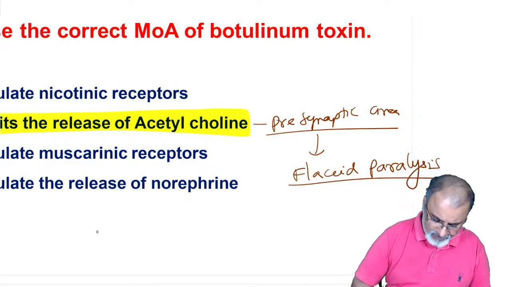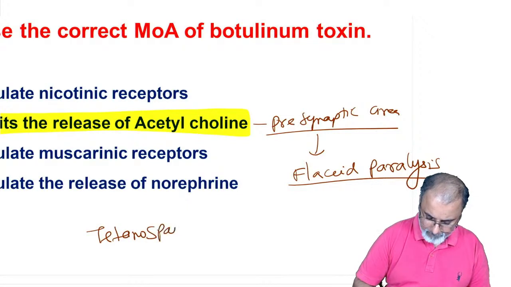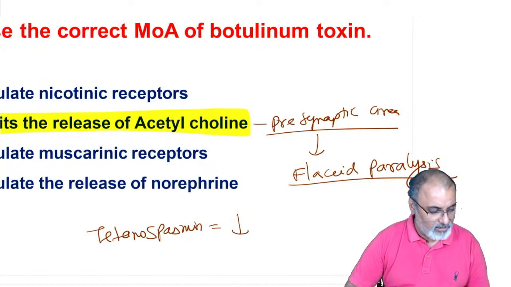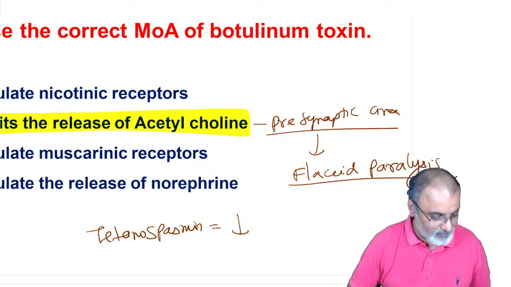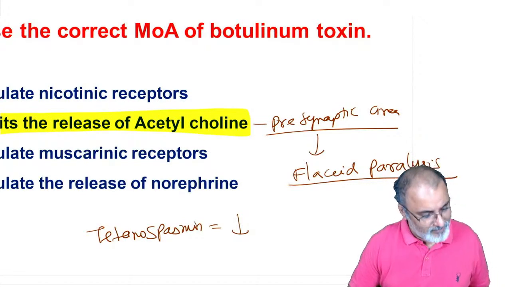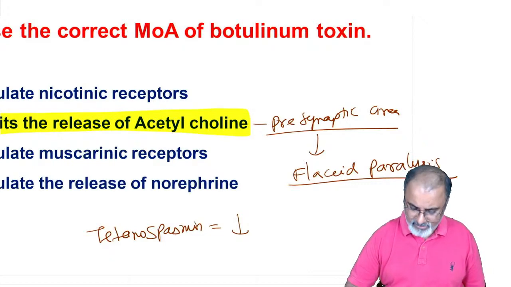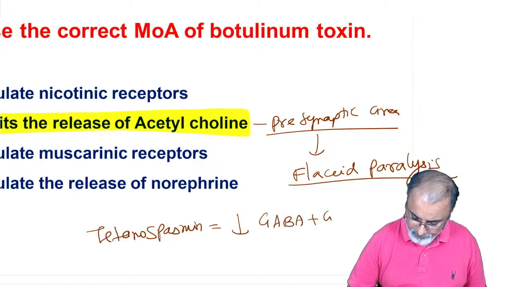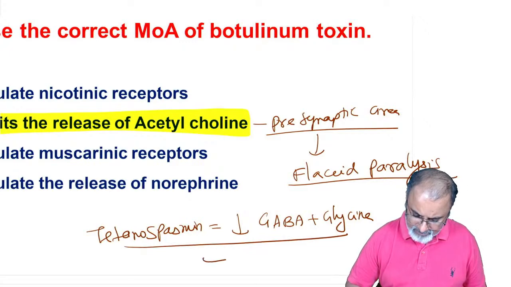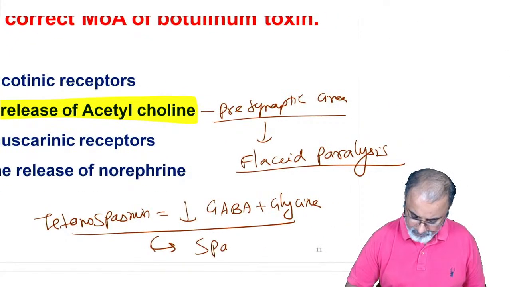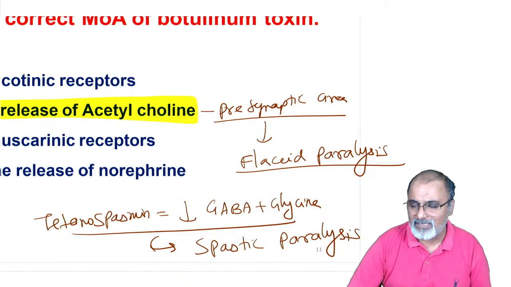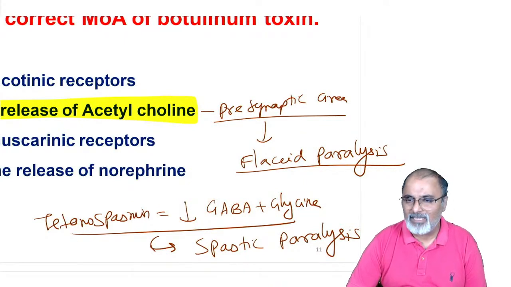Tetanus toxin, tetanospasmin, inhibits the release of GABA and glycine. Yes, yes, Tani Podar. Perfect. Many people are answering beautifully. We need everybody's answering. Swaraj, good. It leads to spastic paralysis. One causes flaccid paralysis, another causes spastic paralysis. Both act on presynaptic terminals. One inhibits the release of acetylcholine. Tetanus inhibits the release of GABA and glycine, which are inhibitory neurotransmitters.